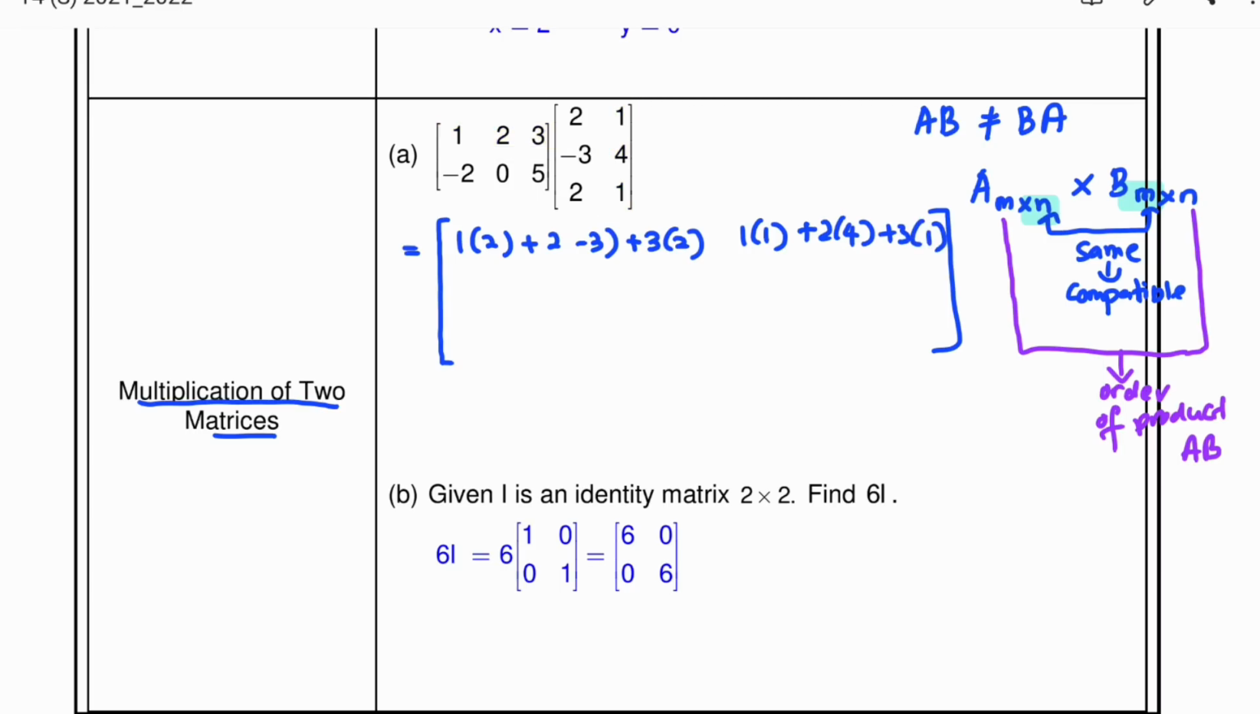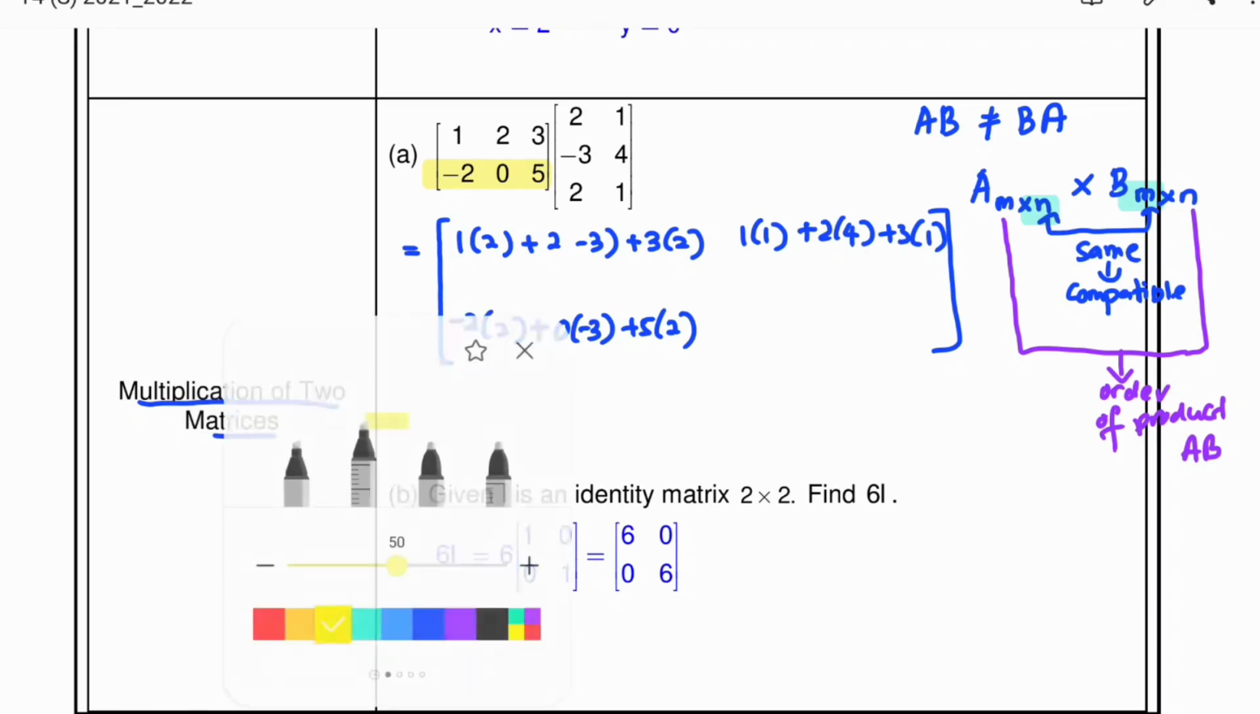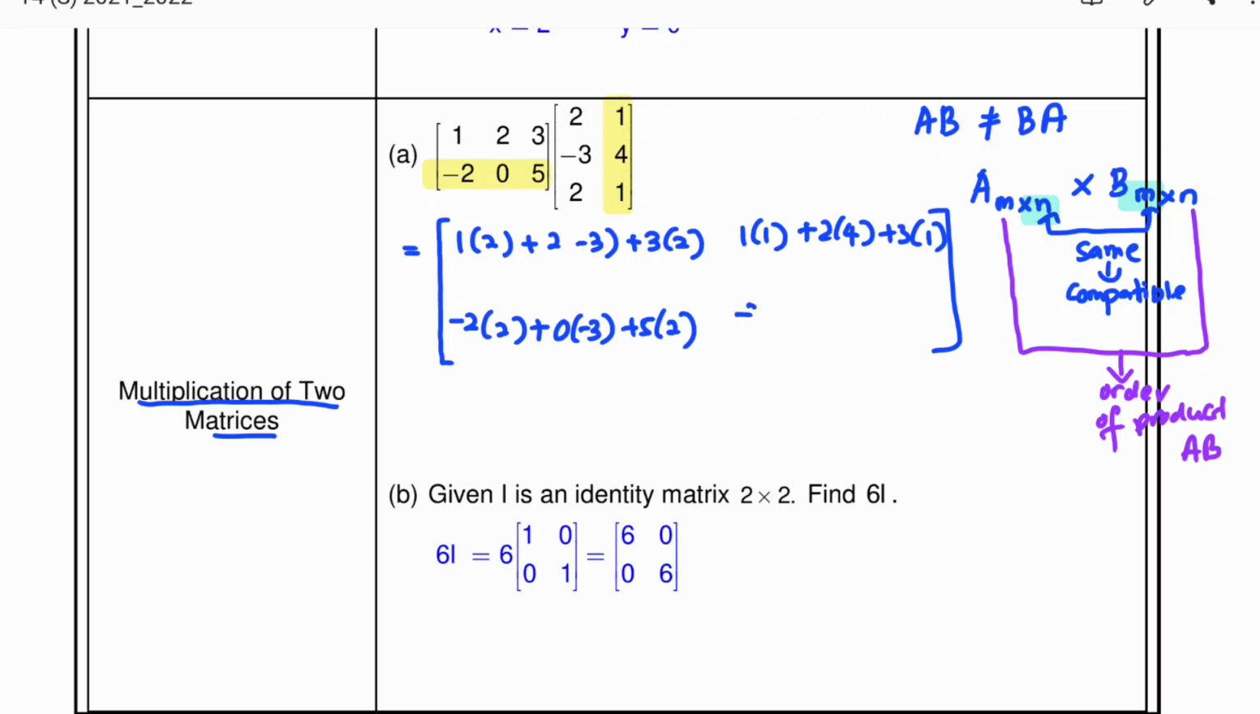Next, we change the row of the first matrix to the second row and do the operation with the first column. So -2 multiplied with 2 plus 0 multiplied with -3 plus 5 multiplied with 2. And lastly, the second row with the second column: -2 multiplied with 1 plus 0 multiplied with 4 plus 5 multiplied with 1. You just need to calculate all of these values to get the final answer. The final answer for this question is 2, 12, 6, 3. So we're done for the first example.